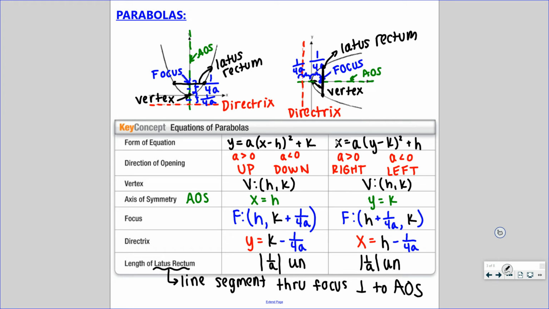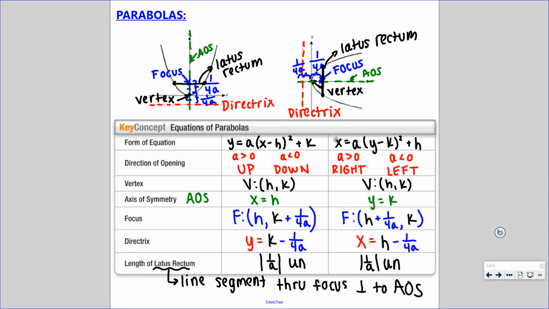Okay, once we do a couple examples, it'll kind of start to make sense, but that's just a really good way of organizing the vocab. You do need to know these. These you have to memorize. Those forms of the equations. Okay.